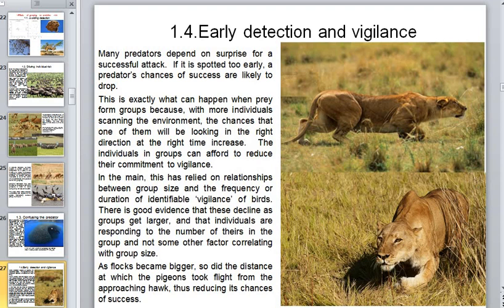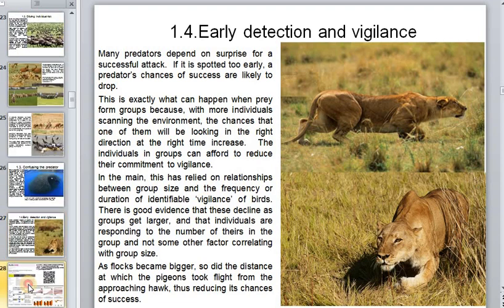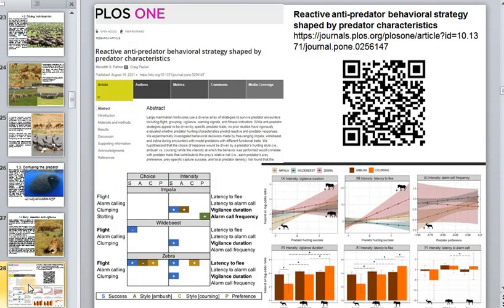Yes, many predators depend on surprise for a successful attack. If it is spotted too early, the predator's chances of success are likely to drop. As flocks became bigger, so did the distance at which, for example, pigeons took flight from approaching hawks, reducing the hawk's chance of success. So for birds, early detection is very important. For other animals, the same. And here is the article.